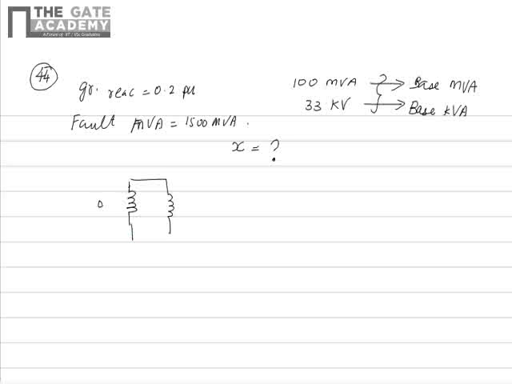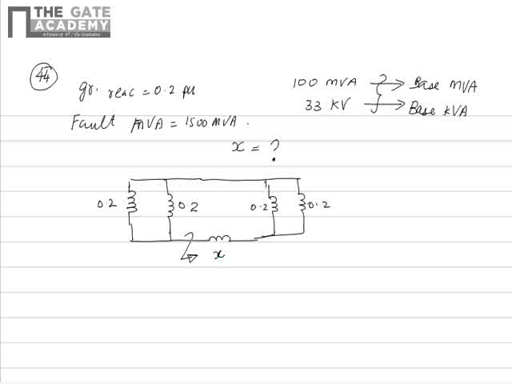Here you have the two generators which have their reactance as 0.2 per unit, and between them that reactance X is connected. Again, in the other bus we have another two generators and the fault is occurring here. This is 0.2 and 0.2. So you are required to find out X so as to limit the fault MVA to 1500.